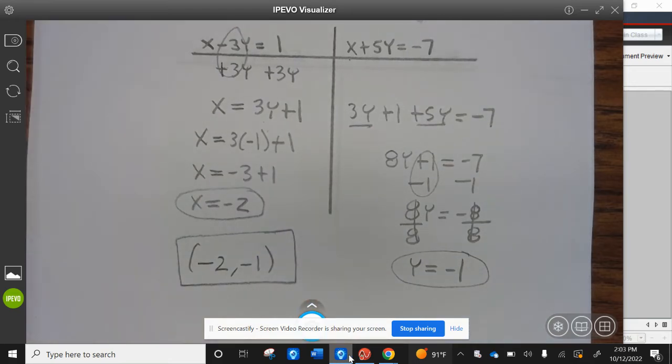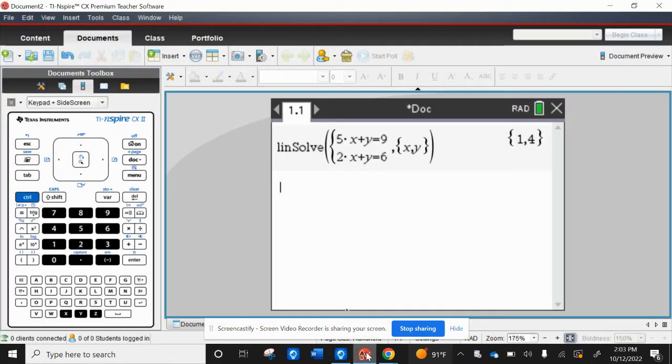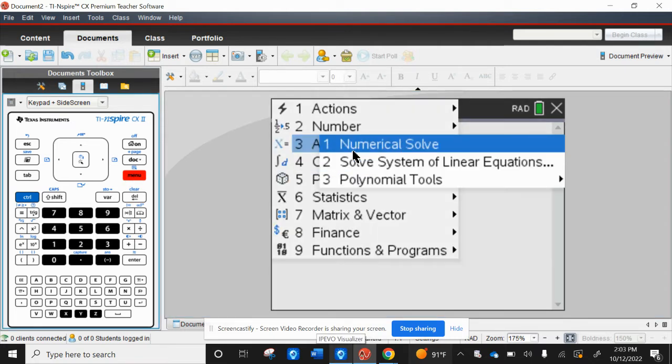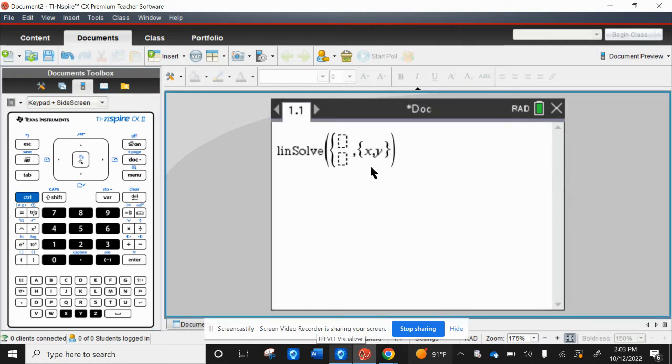All right, let's use our calculator to check our work. So we have Menu, Algebra, Solve System, and then x minus 3y equals 1, and then x plus 5y equals negative 7. Our work is verified, so let's move on to the next example.